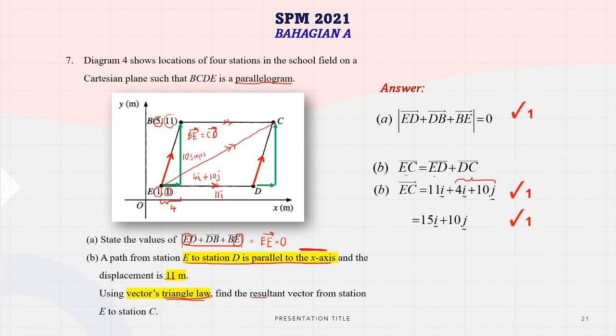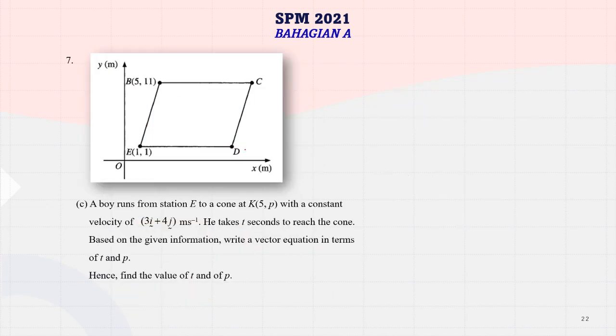Okay, now we go to the next one. Number 7. A boy runs from station E to a cone at point P. We don't know the location here, but for sure we know that this is X, movement in X, and this is Y. He runs with a constant velocity V. This is V, right? 3i plus 4j meters per second.